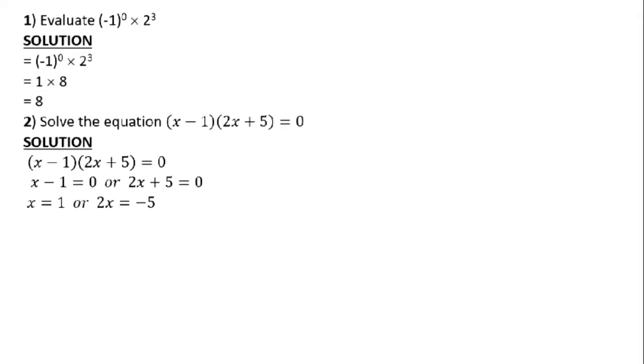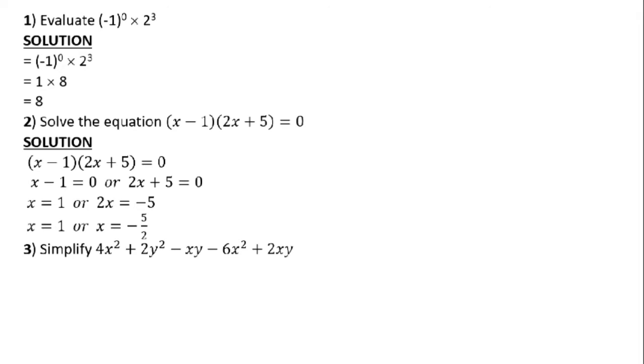Let's do that. So when you transpose -5, you remain with a 2x. So if 2x is equal to -5, to find the value of x, you have to divide both sides by the coefficient, or the number before the letter, which is 2, which is going to give us x is equal to 1, or x is equal to -5/2.